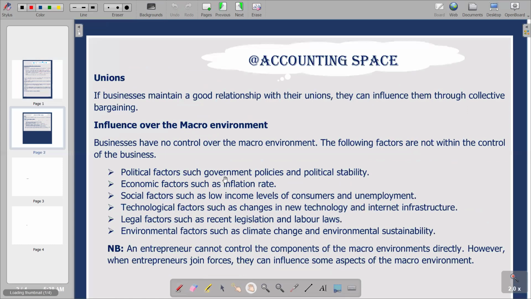Then we can try to move on to the next aspect, whereby we are having unions as part of the market environment, whereby we are saying if businesses maintain a good relationship with their unions, they can influence them through collective bargaining. So through negotiations, that's how the business can control the unions. But it can only do that if the business sets a good relationship between them and the union. So basically, that's what we have.